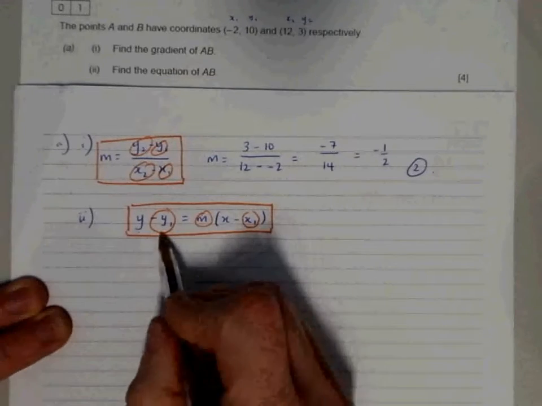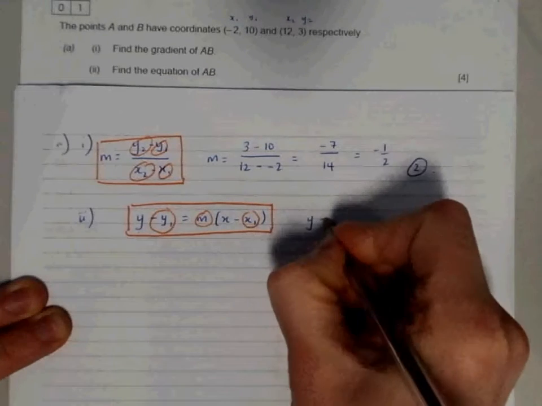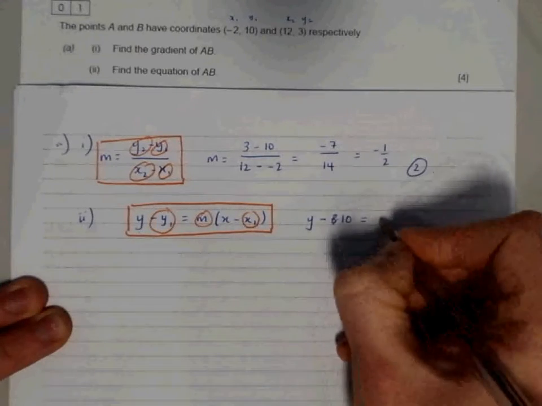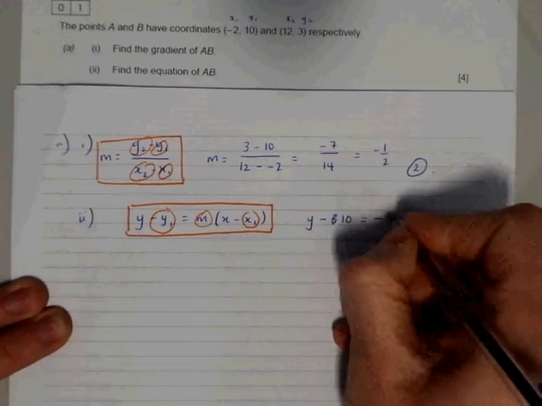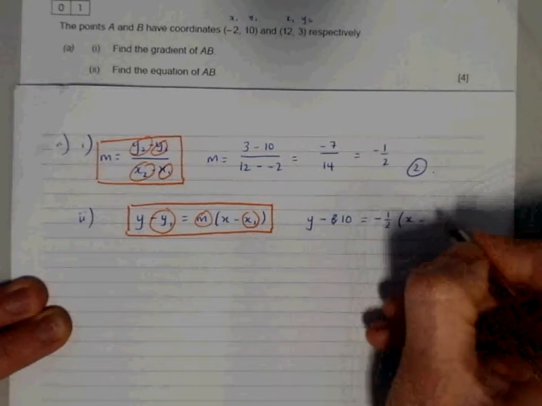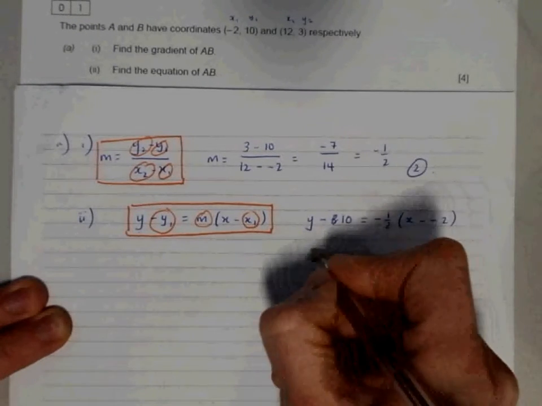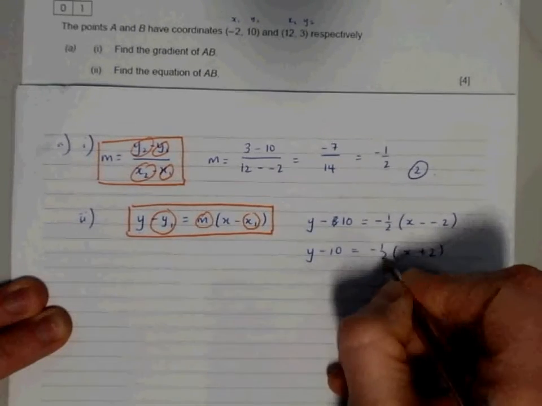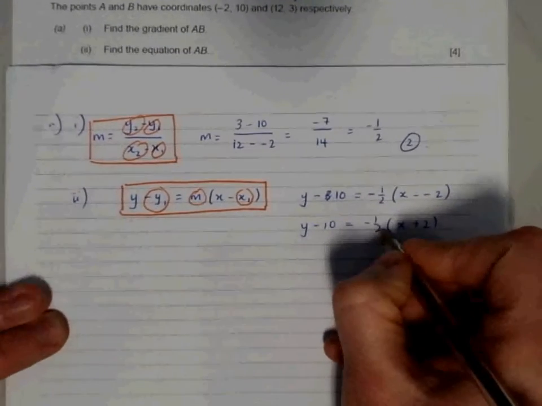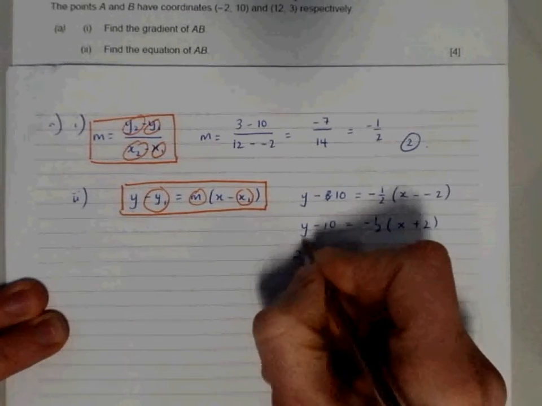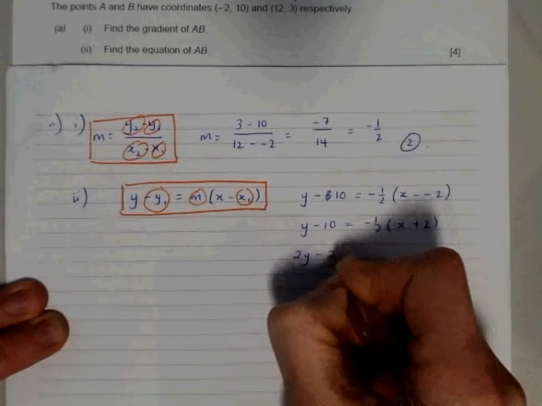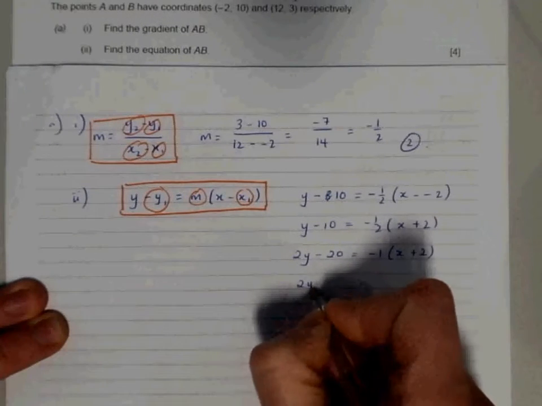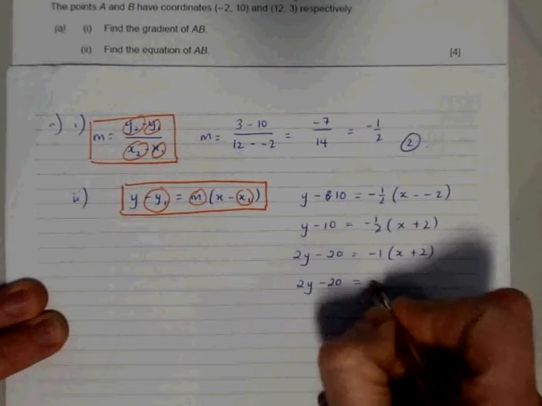So y minus the y value, which was 3, oh no, I used the other one, sorry, 10, equals the gradient, minus a half, times x plus 2. So y minus 10 equals minus a half times x plus 2. Instead of timesing this side by a half, let's just double everything, get rid of it. So doubled y becomes 2y, double minus 10 becomes minus 20. That leaves us with a minus 1 in front of that side. So I'm left with 2y minus 20 equals minus x minus 2.